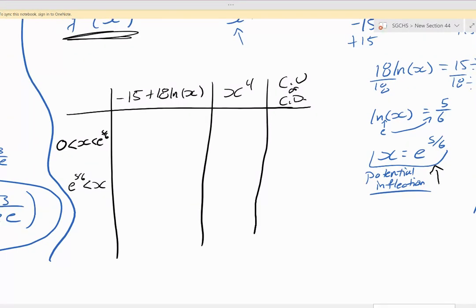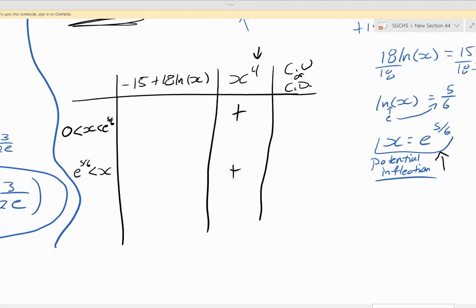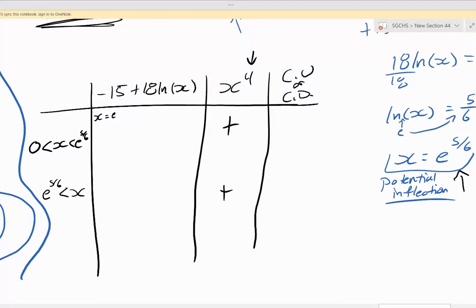Now again, choose numbers that can be easy. Something to recognize is this is to the power of 4. Any number that you put in there is going to pop out a positive number. So that makes it easy. Some number that's smaller than e to the power of 5 over 6 would be something like e to the power of, let's do 1 over 6.